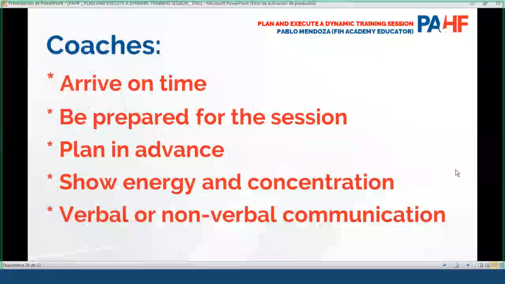So the exercise has that level of demand that the players need to be tense at all times. Show energy and concentration, and verbal and non-verbal communication. I think it was Lara who said this. You had coaches that were intense and energetic, and you had amazing training sessions, while you had coaches that were not that intense, and you had bad training sessions.